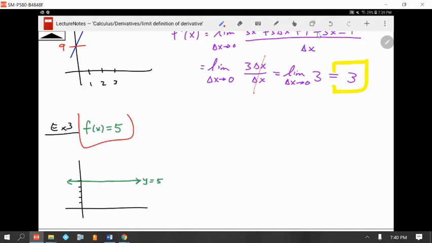y equals 5, or f of x equals 5. Okay, ooh, I hit undo again, that's bad. If I were to ask you, what's the slope of this line, y equals 5? What is the slope? Hey, it's working. Keep working, please.